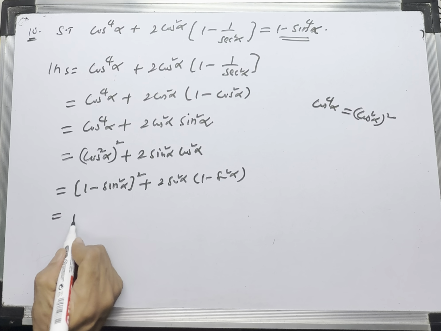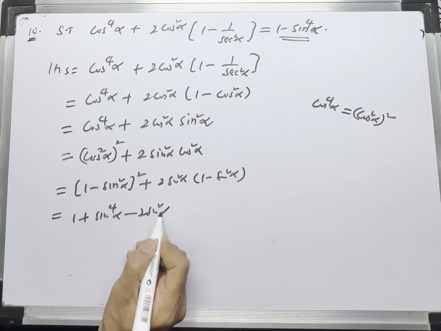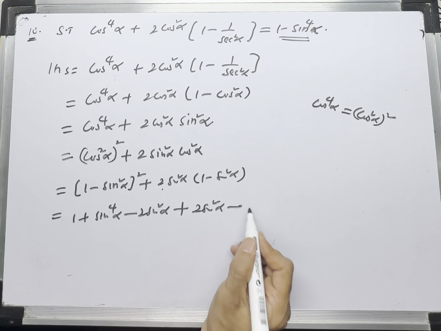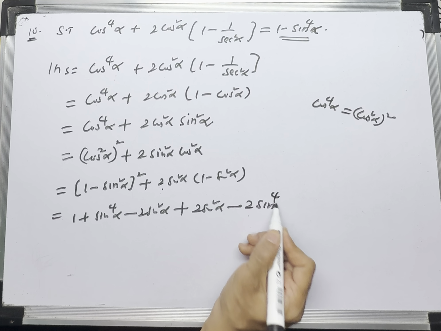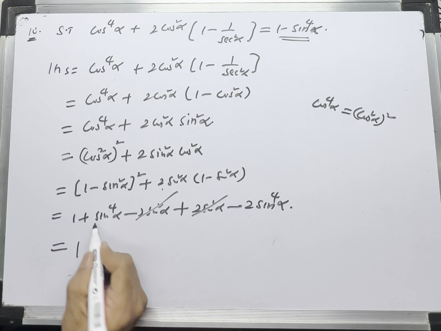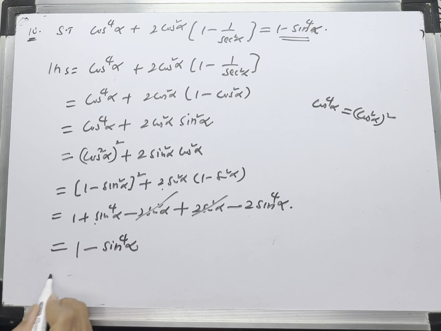So a minus b whole square is a square plus b square minus 2ab. This one, 2 sin square ones are 2 sin square minus 2 sin square into sin square, 2 sin power 4. So these two terms are cancelled. 1 sin power 4 minus 2 sin power 4 is minus 1 sin power 4 alpha, which is our RHS. Practice by watching this one.